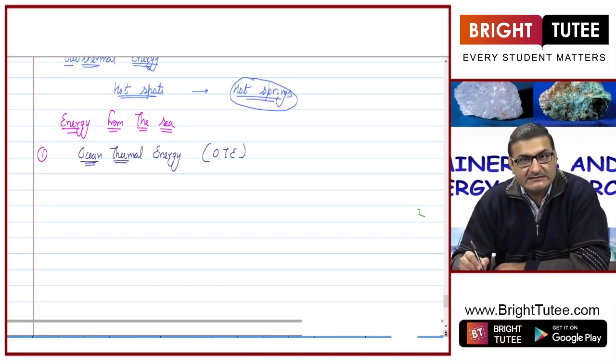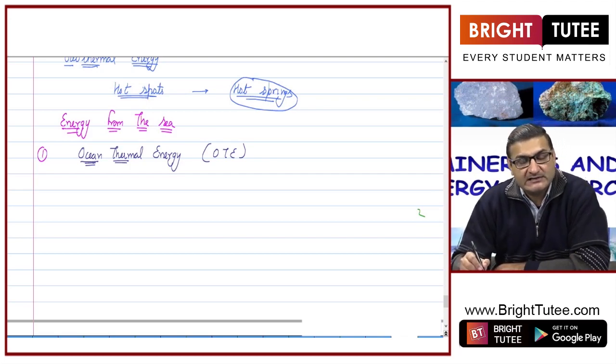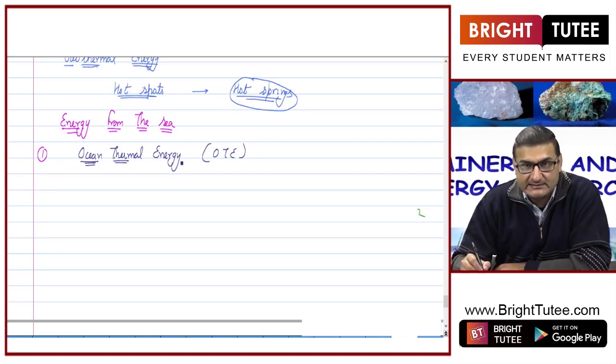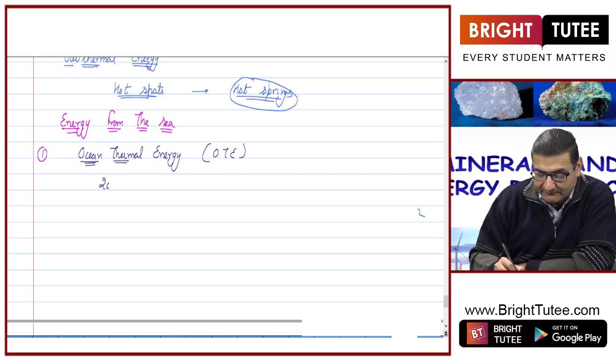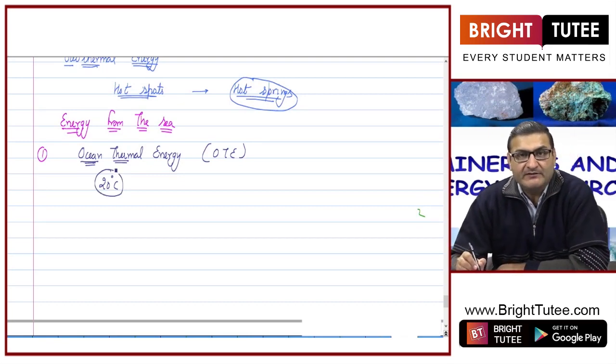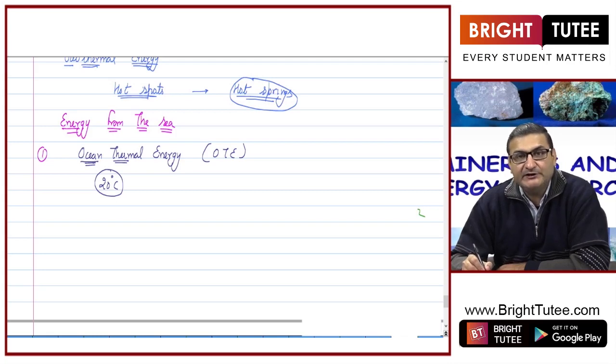We know that when sunlight falls on the surface of the water, the surface water will become quite hot. But as we go deeper in the seas and oceans, the temperature gradually decreases. And if there is a temperature difference of 20 degrees Celsius, this you need to remember, between the upper layers and the lower layers of the ocean, then it can be used to generate energy.